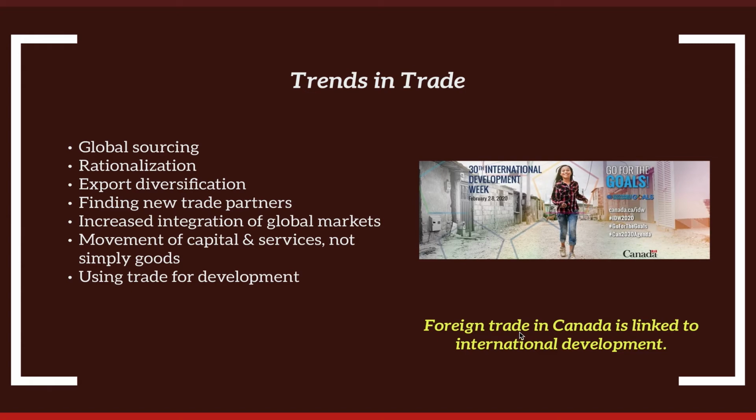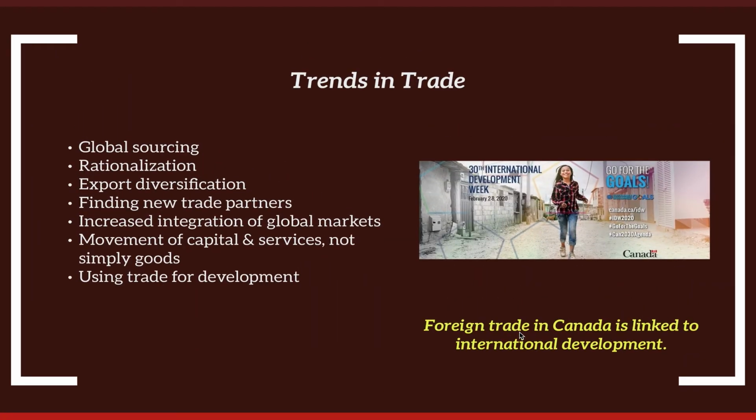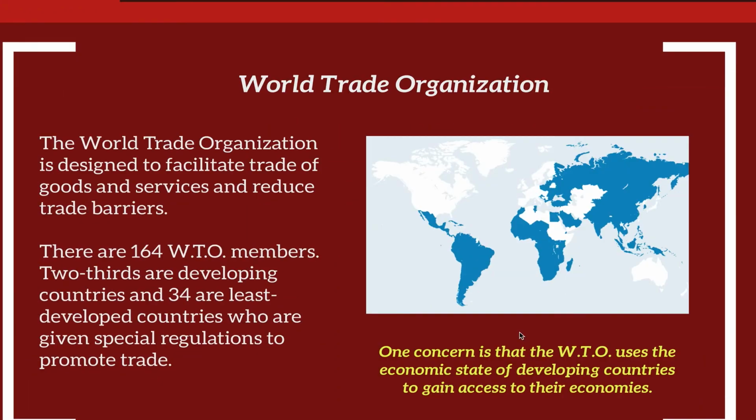Using trade for development. Well, what does that mean? Well, one thing that Canada tries to do is link the trade with some of our policy goals, such as gender equality and maternal health. And so in countries where Canada is trading, the government will help them make improvements in those areas. The theme of the International Development Week in 2020 was getting ready for 2030, helping these other countries get ready for 10 years down the road.